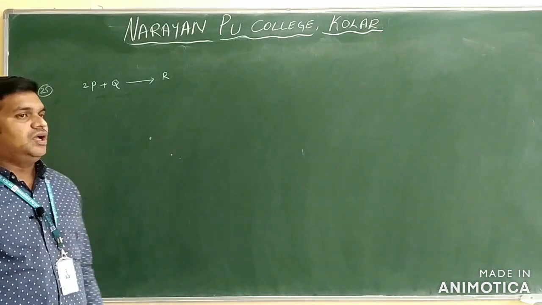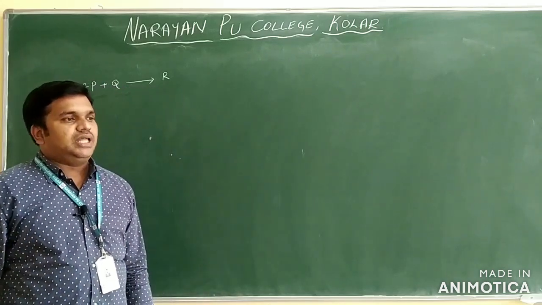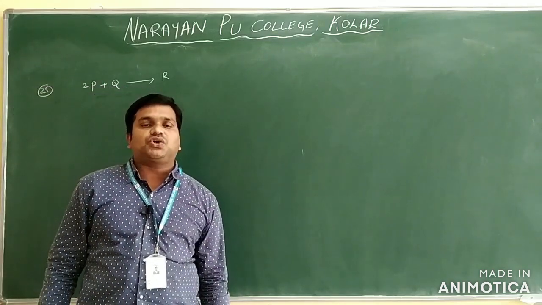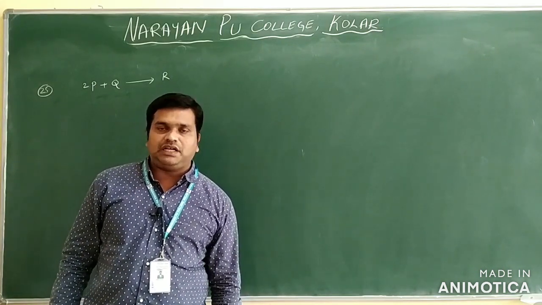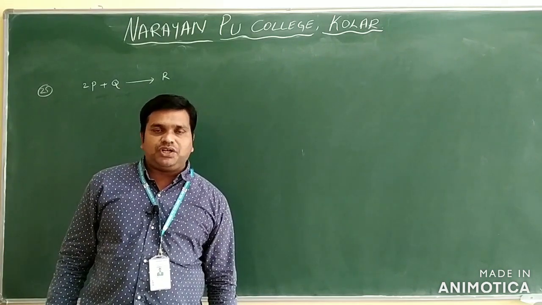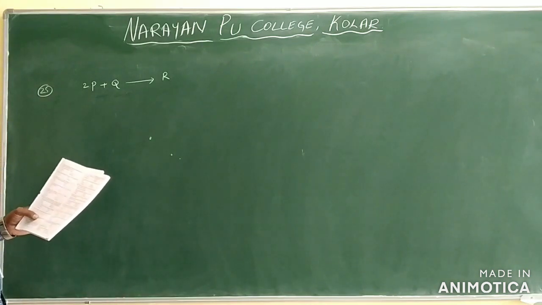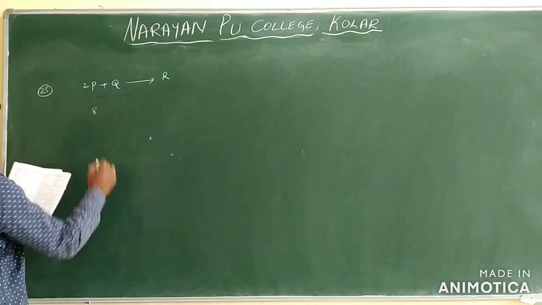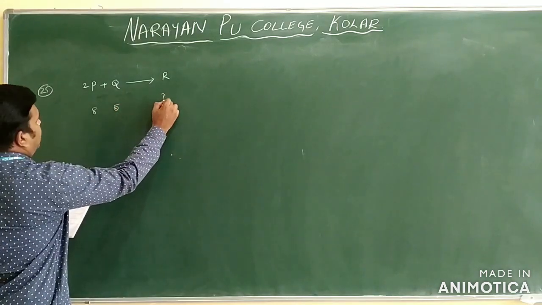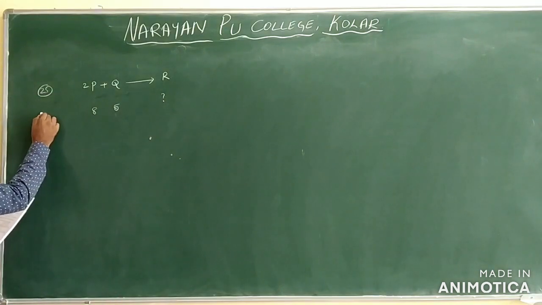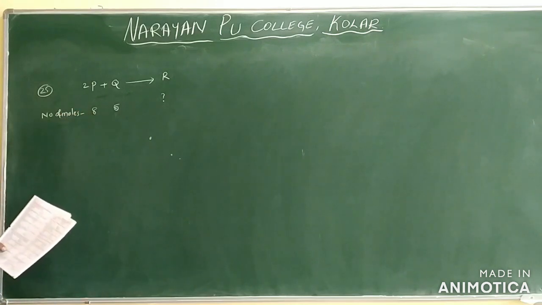They are asking only. So this question is related to the limiting reagent concept. In the PU class itself I already told you the shortcut method to identify the limiting reagent. The same method we are using here to solve this question. Number of moles of P is given 8, number of moles of Q is given 5. We don't know the number of moles of R.